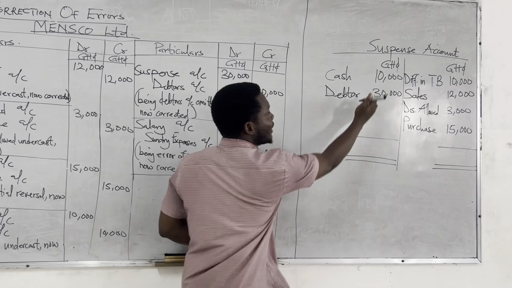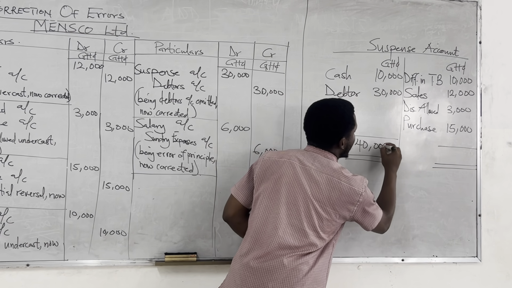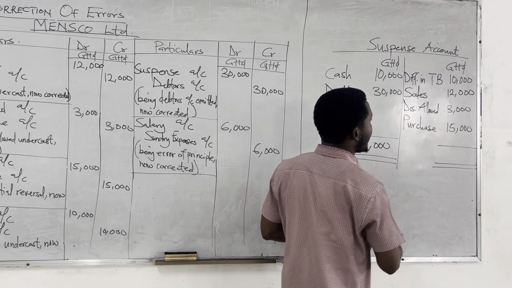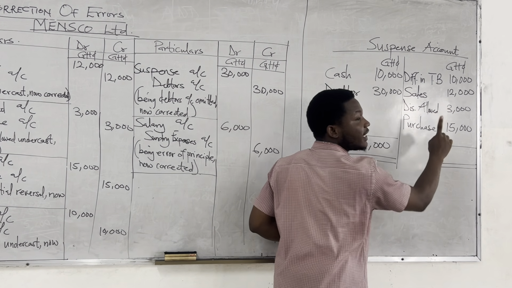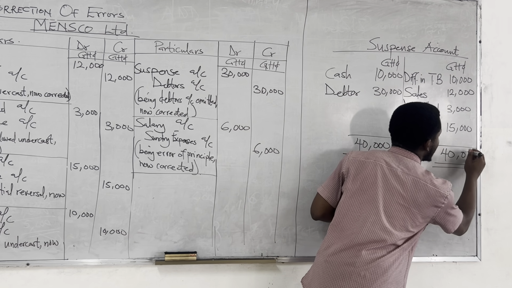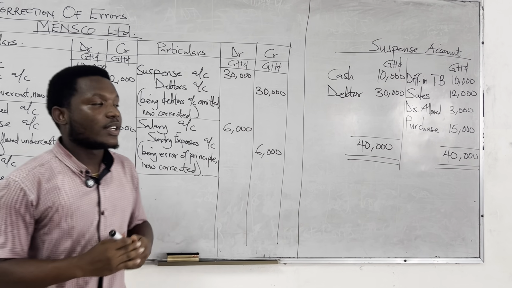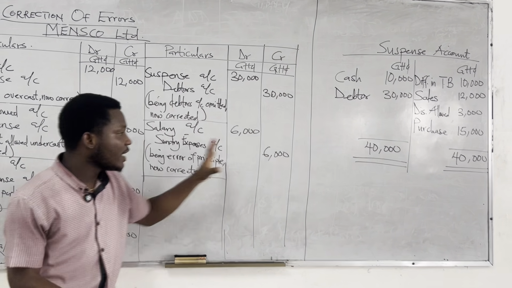So here, 10 plus 30 will give you 40, so 40,000. And now you come here. 3 plus 12 will give you 15. 15 plus 15, 30. 30 plus 10 will give you 40. And this one too, 40,000. Now, the suspense account has balanced itself. So it means everything that we have done here is right.